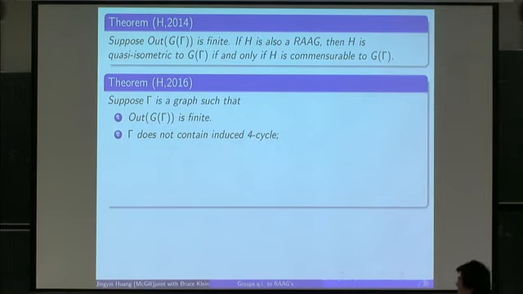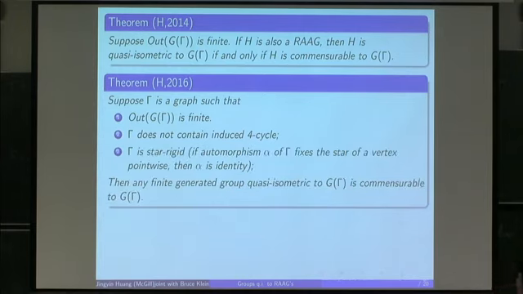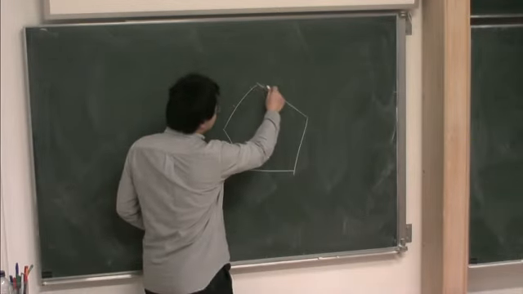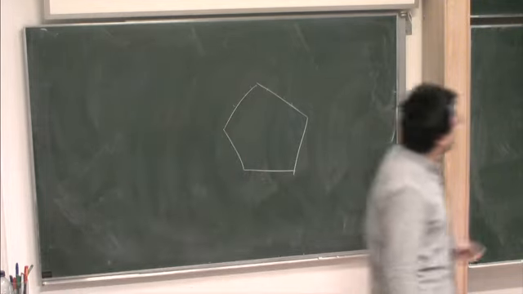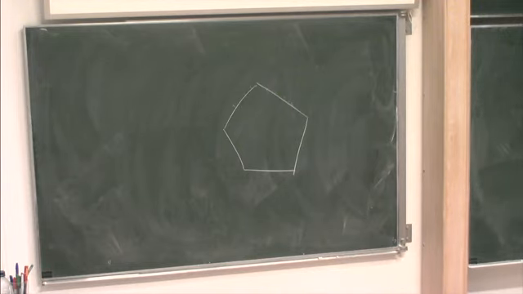Okay, so the third condition is a little more technical. I will tell you why I need this later on, but let me first define it. I want gamma to be star rigid. That means if an automorphism alpha of your graph fixes the star of a vertex pointwise, then alpha is the identity. The simplest example would be to take gamma to be a polygon: if your automorphism fixes the star of a vertex of a polygon, then it fixes the whole polygon. Also any graph which has trivial symmetry satisfies this condition.